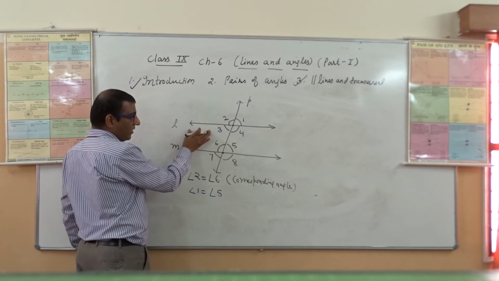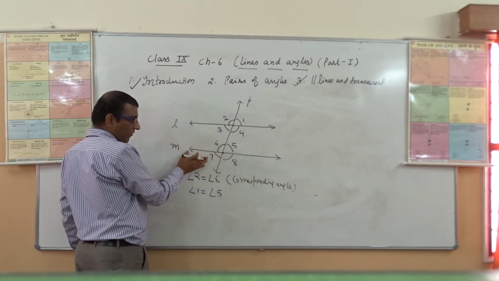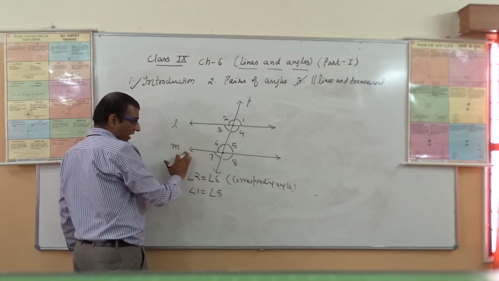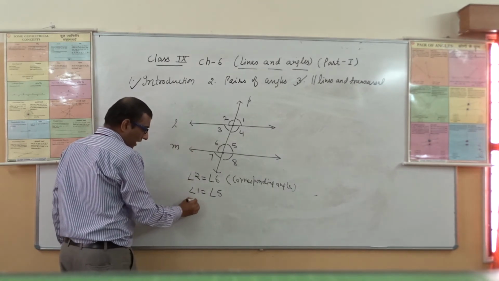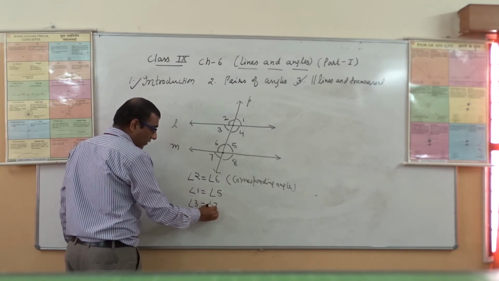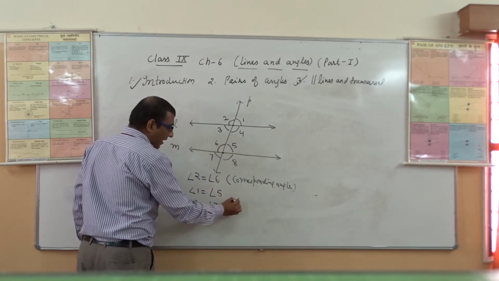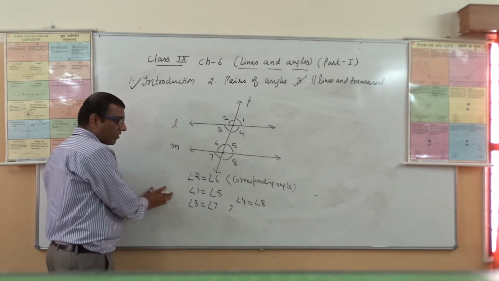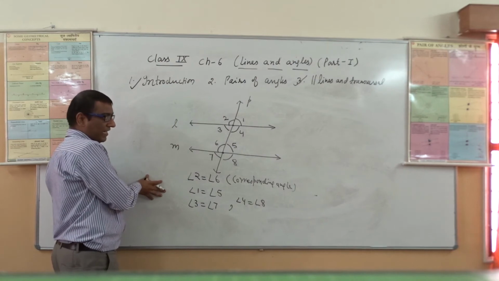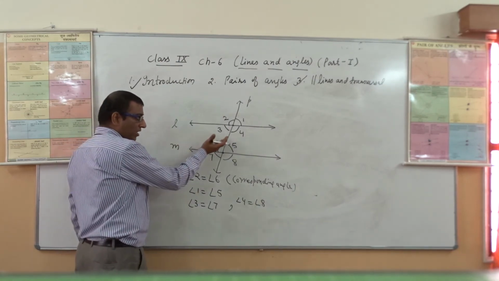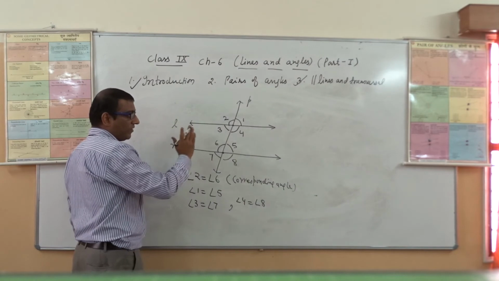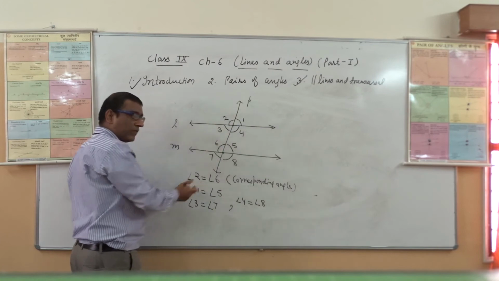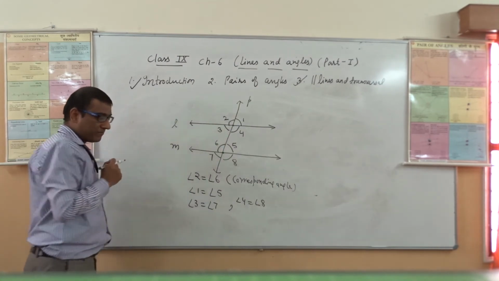Now we will apply it for angle 3 and angle 7. Angle 3 lies below the line L and angle 7 lies below the line M. So we can say angle 3 equals angle 7. Same on the right hand side, angle 4 equals angle 8. So this is the concept of corresponding angle. If you apply it on the left hand side of the transversal, the same concept you will also apply on the right hand side of the transversal, and P is the transversal line. Transversal is also a line.